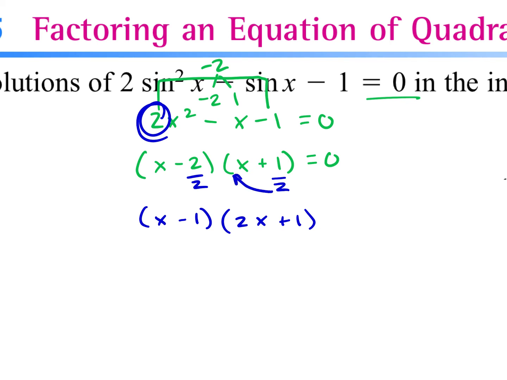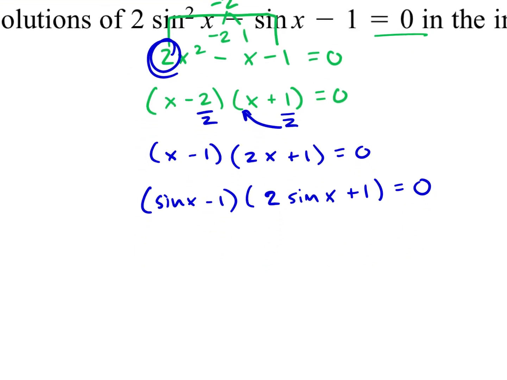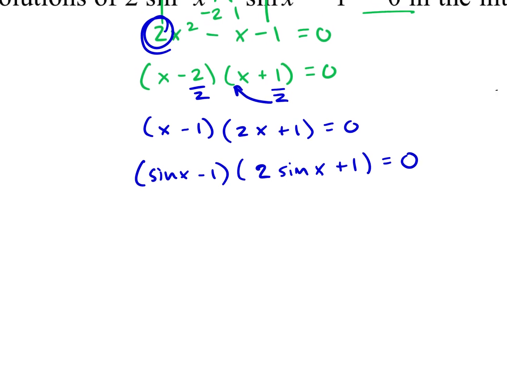So if it doesn't go in, we just move it to the front of that x. So since I replaced x into sine, I'm going to put sine back in here. So I have sine minus 1 and 2 sine plus 1. What should I do next? Set each one equal to 0. So sine of x minus 1 is equal to 0, and 2 sine of x plus 1 is equal to 0.